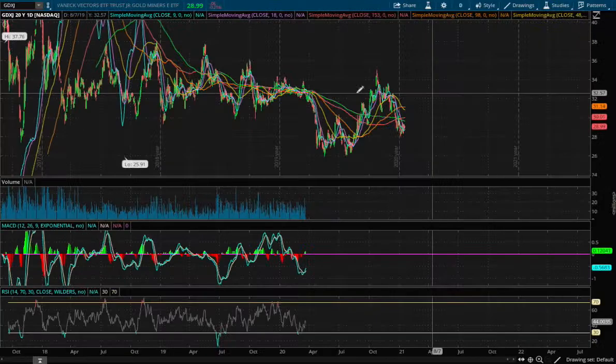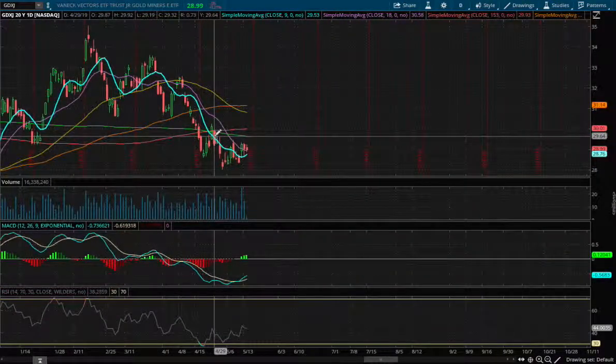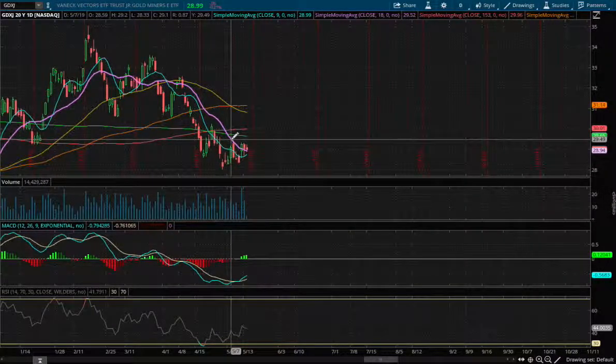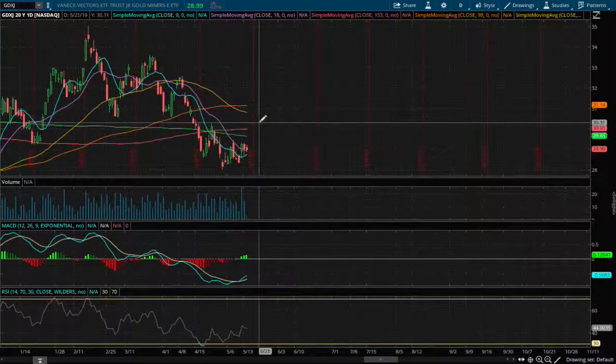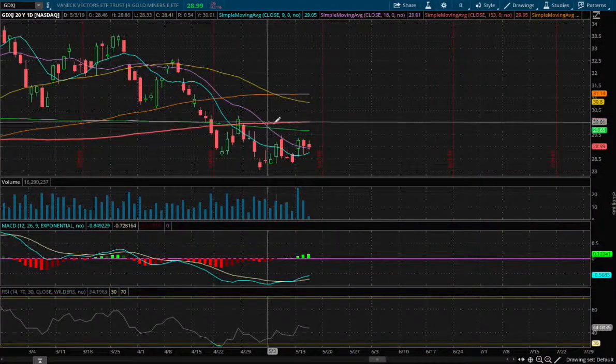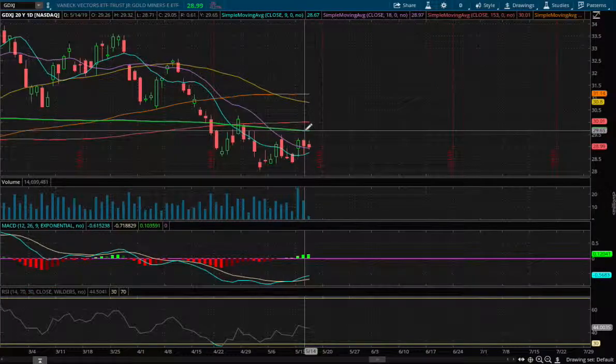On the daily chart, we may find support for the bulls as the 9-day moving average converges on the 18-day moving average, and we may proceed higher. So the first resistance I'm looking at is the 200-day moving average, which is at the price of $29.65.